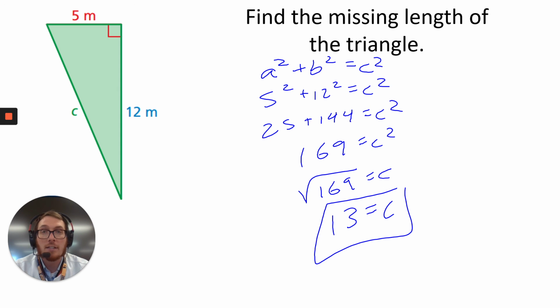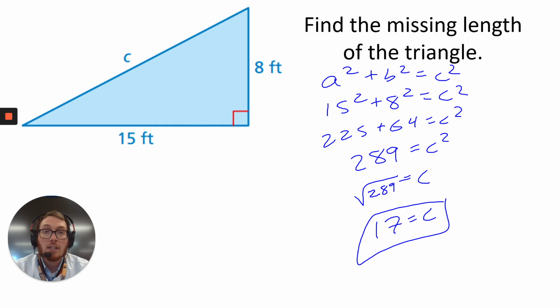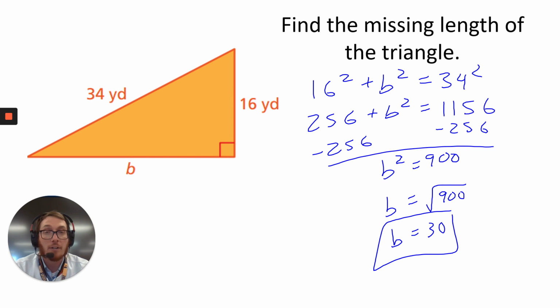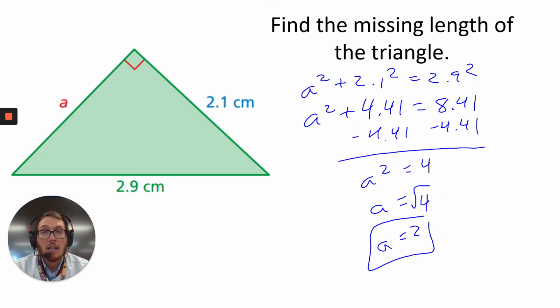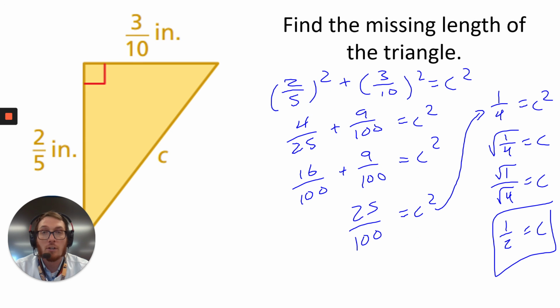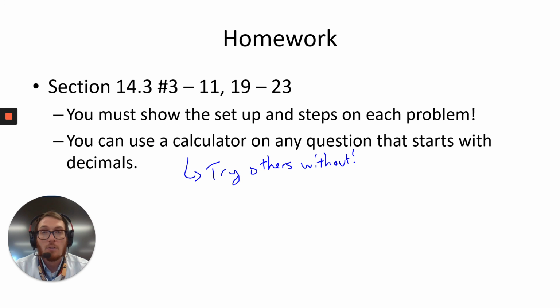From there, you'll need to multiply things by itself, add things together if you're solving for c. You'll have to subtract things out if you're solving for a or b, like this question here, and then work backwards to try to solve for the missing variable. Remember, you're trying to take the square root of things, so you have to think what number squared equals that answer.